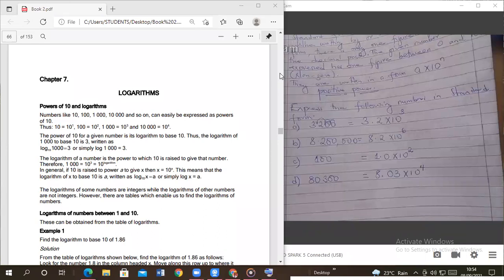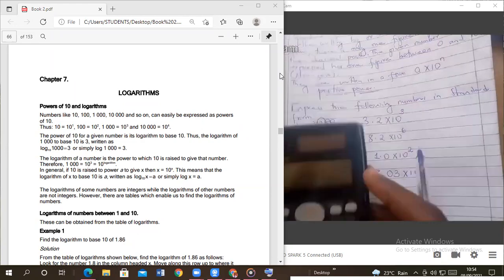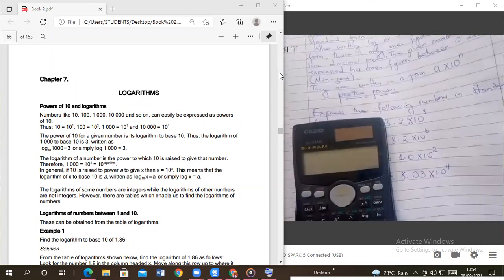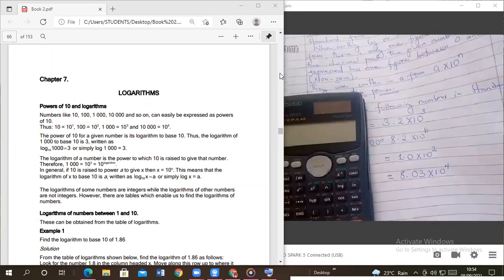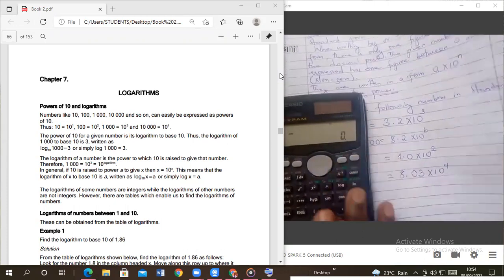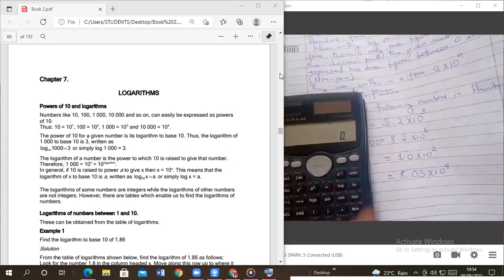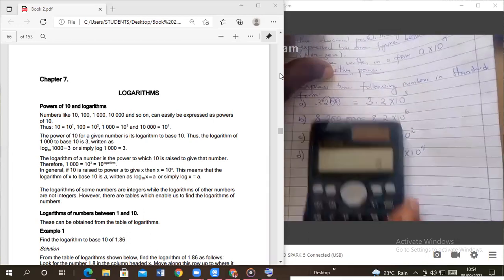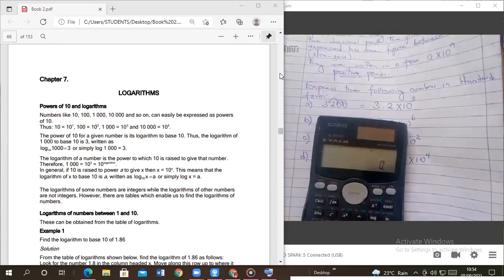Now, how do we press these values in our calculators? Can you pick your calculator, members? I want to teach you how to express these values in our calculator, so that you see that we have not changed the meaning of these. Okay?